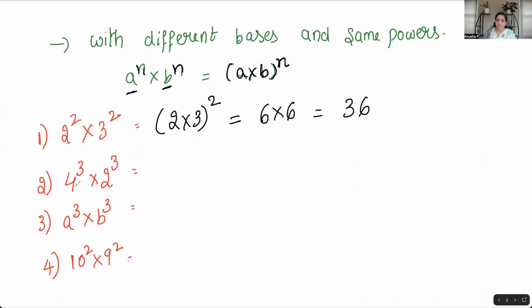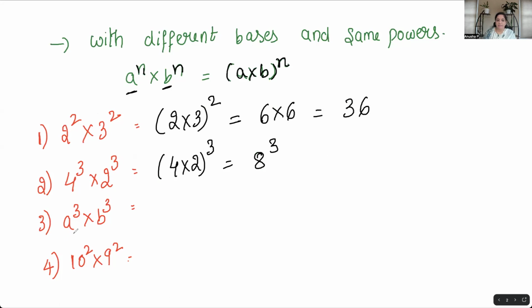In the second example, it is 4 to the power of 3 times 2 to the power of 3. So we can keep the bases as they are and make it as 1 power. 4 times 2 is 8 to the power of 3. Okay, it is 8 to the power of 3.